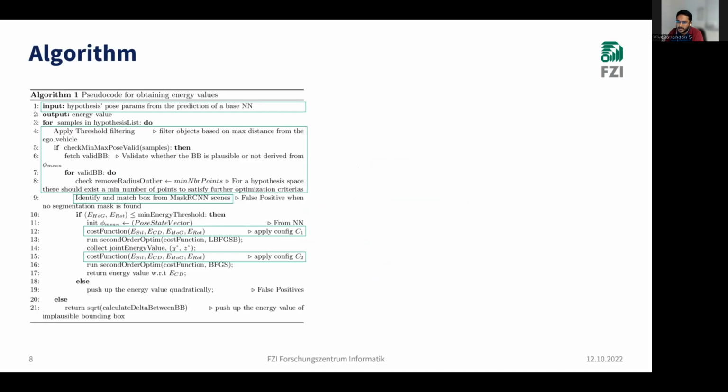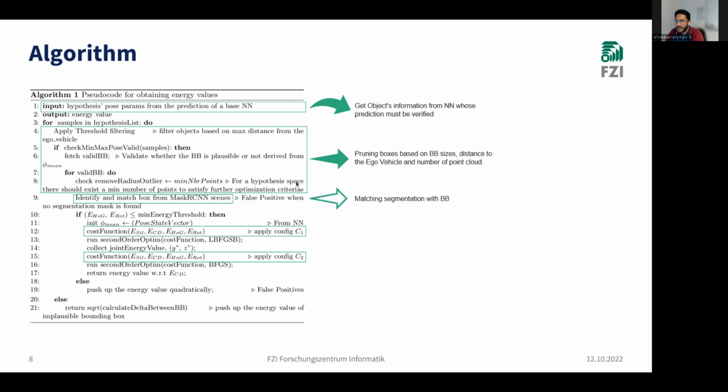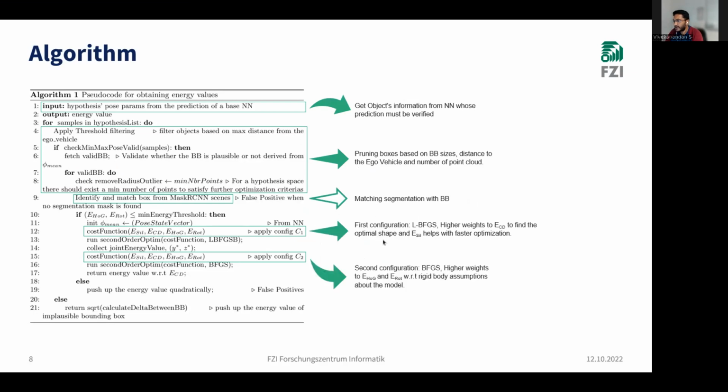In the algorithm, in the first step, we get the inputs from the base neural network. The second step involves pruning the detections by passing them through filters. These filters are based on the bounding box sizes and distance from the ego vehicle. The third step involves matching the segmentation mask with the bounding boxes. The fourth and the fifth steps involve applying configuration values C1 and C2, and then extracting the energy value out of it.